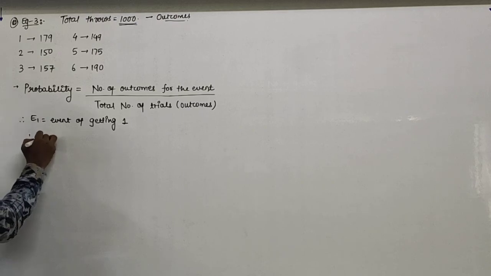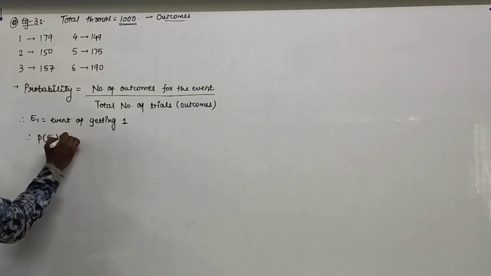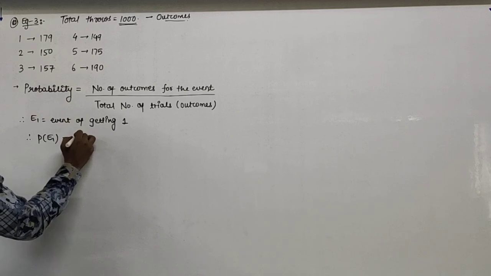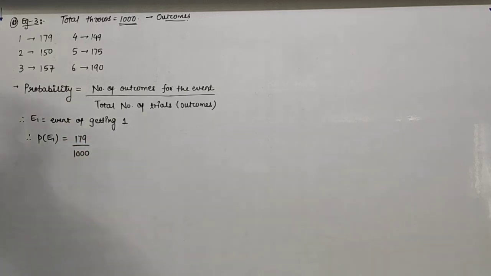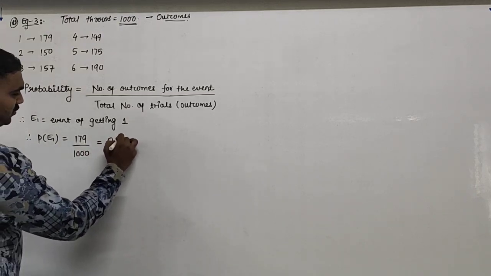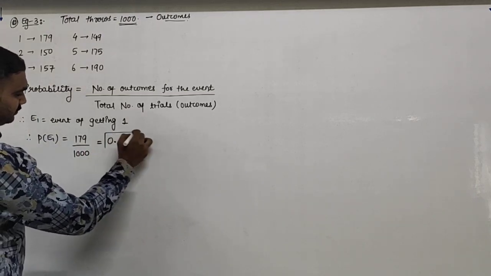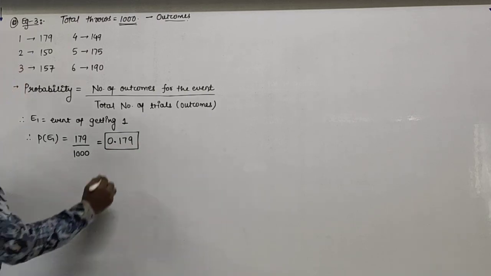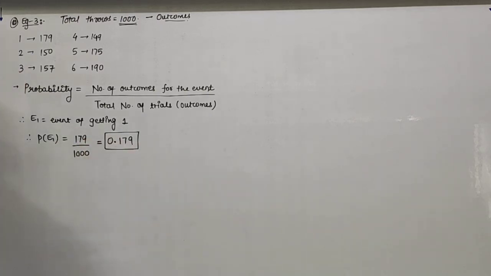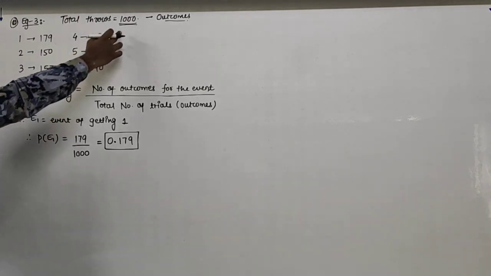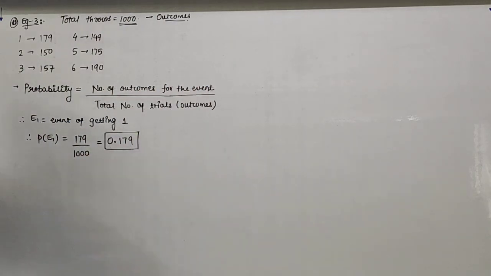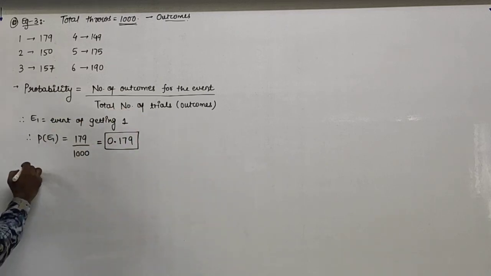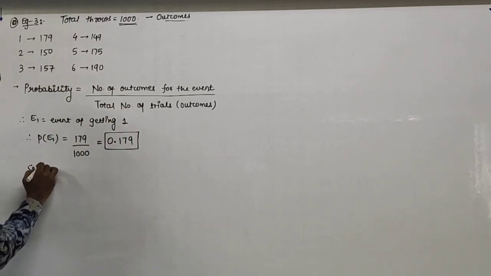So what will the probability of E1, that is of 1, be? How many times do we get 1? 179 times, divided by 1000, which is the total number of times, and hence the probability is 0.179, right? So this is a very simple case. How many times do we get 1? 179 times. How many total throws, that is total outcomes? 1000. So in the formula put 179 in place of the event and 1000 in place of the total, and you will get it.